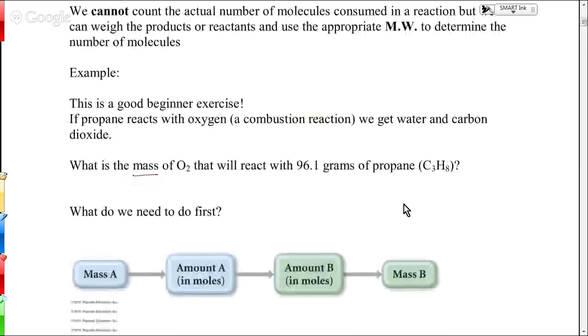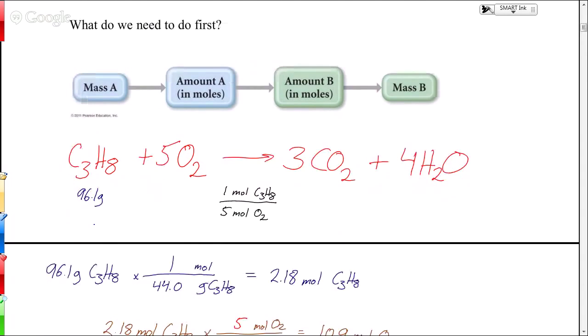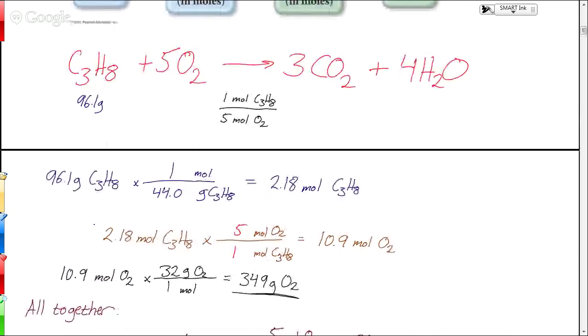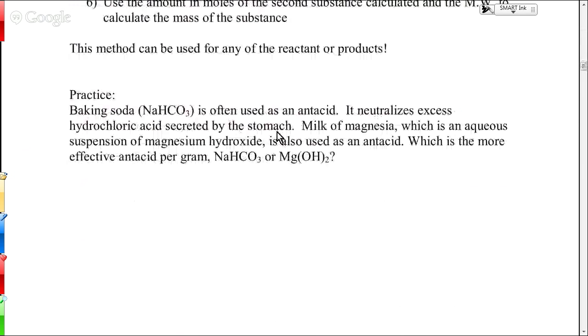So in this particular example, we said that for every 96.1 grams of propane, we need 349 grams of oxygen. But with the exact same technique, we can also figure out how much of each product we're going to make. Instead of comparing to oxygen, we could have done the whole thing with CO2 and with this 3 instead of the 5, and we would have figured out how much CO2 we form in this reaction. So we'll look at both of those examples. Okay, let's look down for a practice one here.